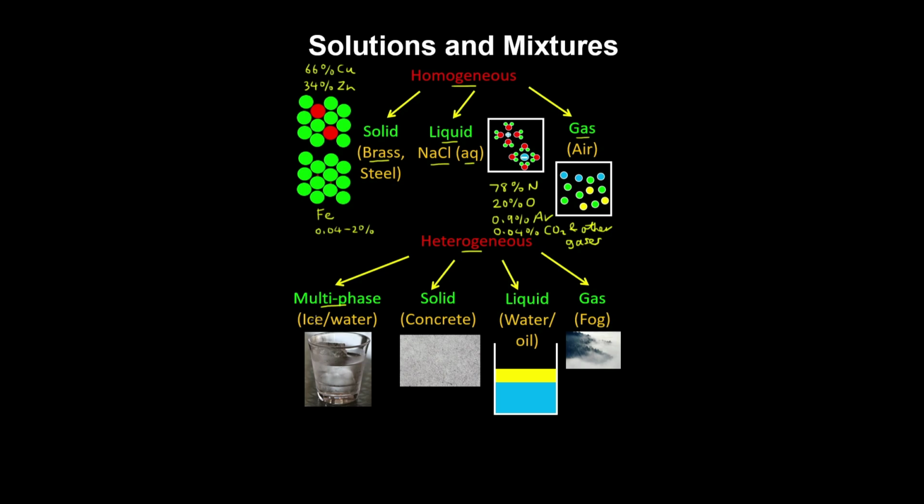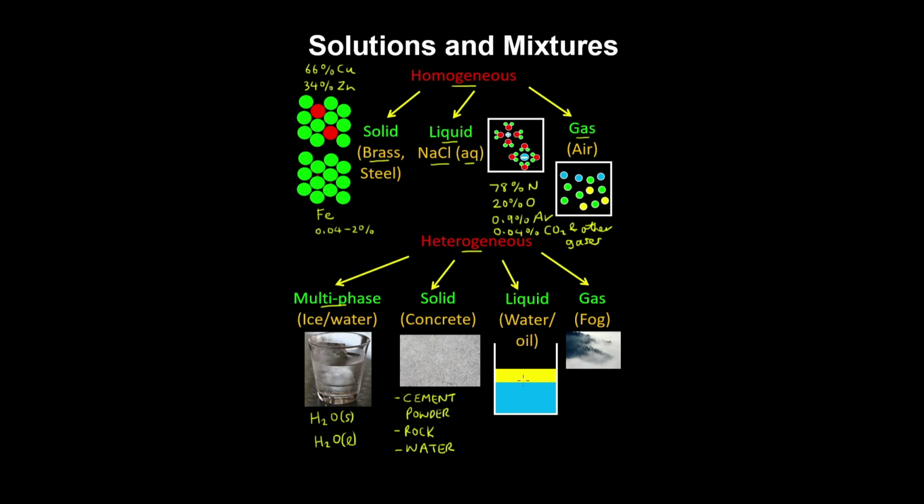So for example, ice floats on top of water because ice has a lower density than water. And here you have concrete, which is comprised of cement powder and rock or aggregate mixed with water to form a paste, which hardens into a solid block.